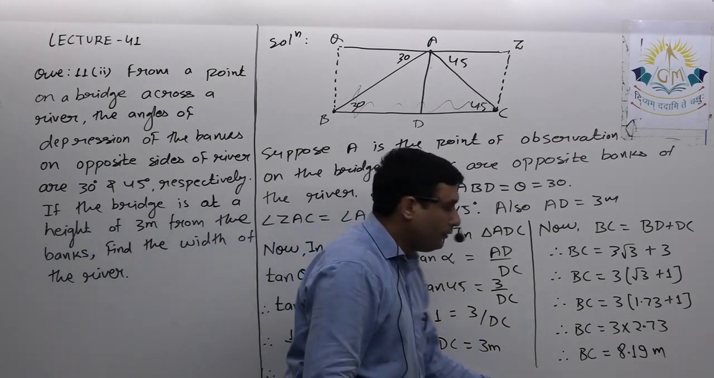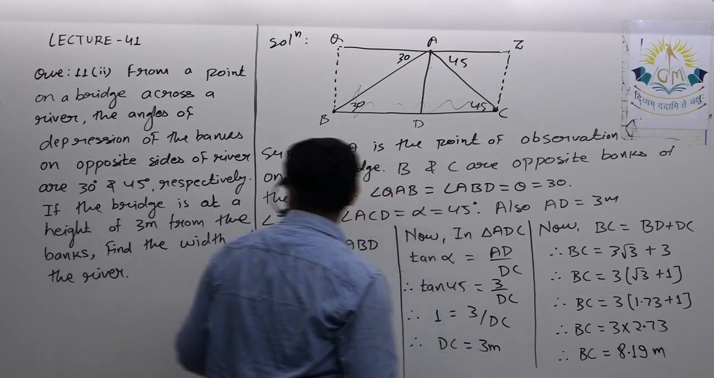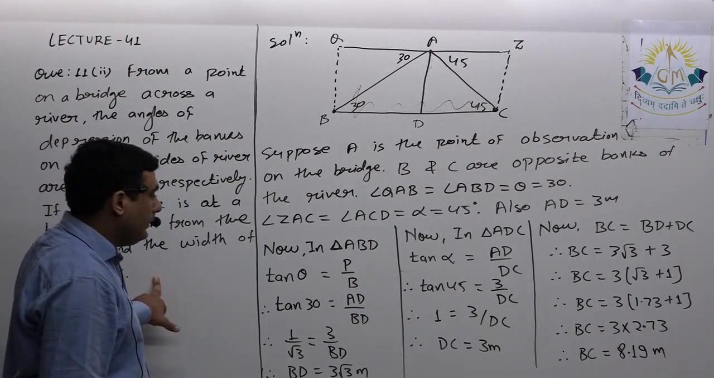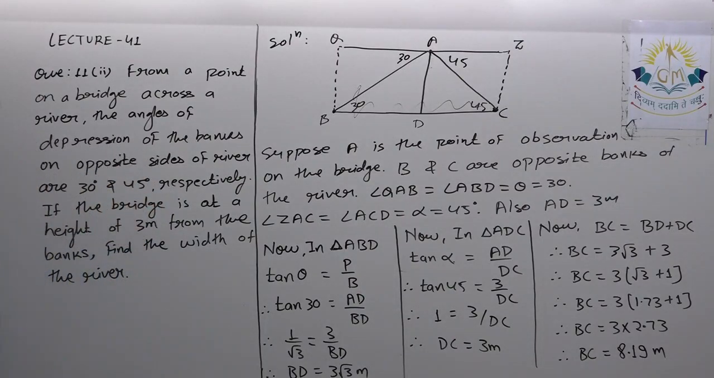Here finally we do write the concluding line. Therefore width of river is 8.19 meter. So please note it down, then we'll see the next question.